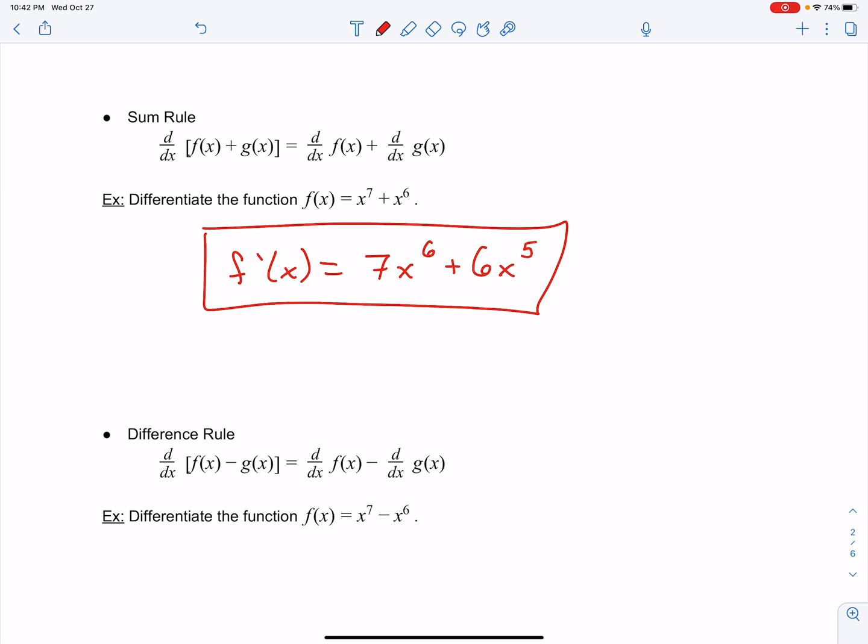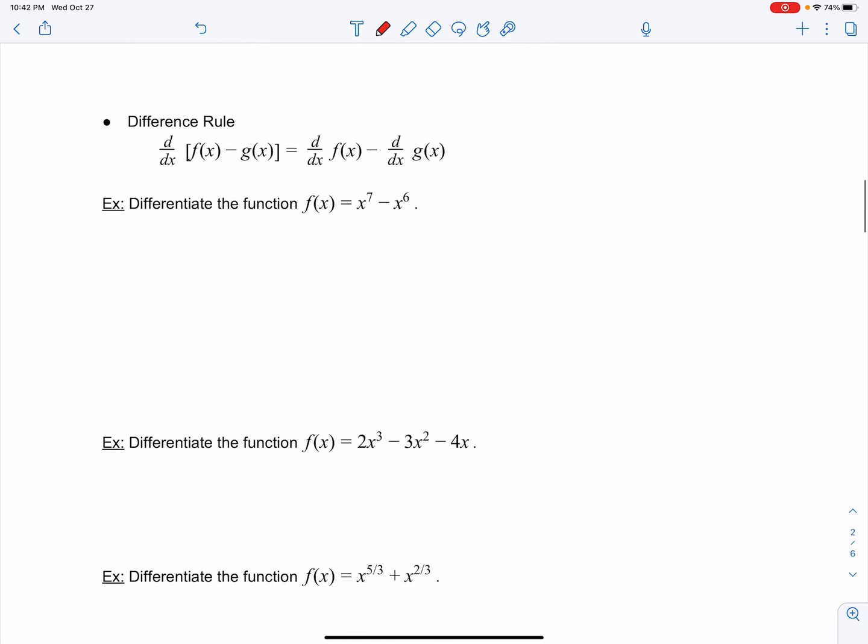Our difference rule works almost exactly the same way, only we have a difference. So the derivative of a difference of functions is the derivative of the first function minus the derivative of the second function. So if we have f of x equals x to the 7th minus x to the 6th, when we differentiate, f prime of x, we'll have 7x to the 6th minus 6x to the 5th.